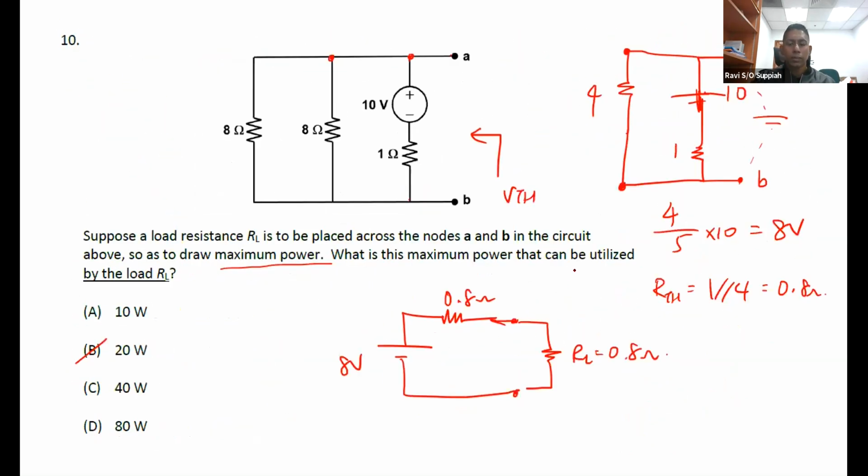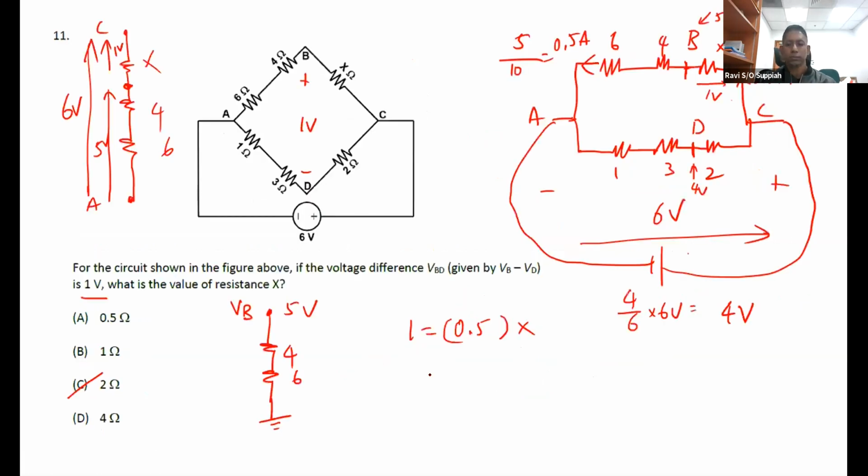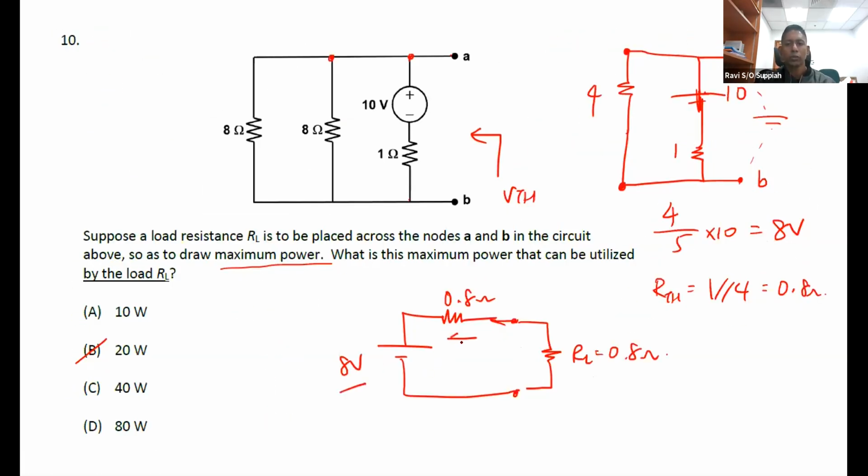Okay, so to find the maximum power, basically once you find RTH, the load must match RTH in order for maximum power to be delivered. Then to find the actual maximum power, you can use any formula. So let's assume you want to use V squared by R. So if this is 8 volt, you know that 4 volts will appear here and 4 volts will appear here, by voltage divider. So the power will be equal to V squared by R. So in this case, it will be 4 squared by 0.8.